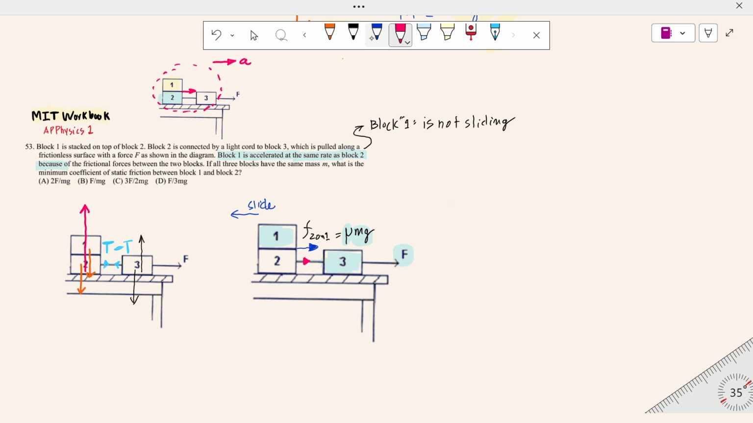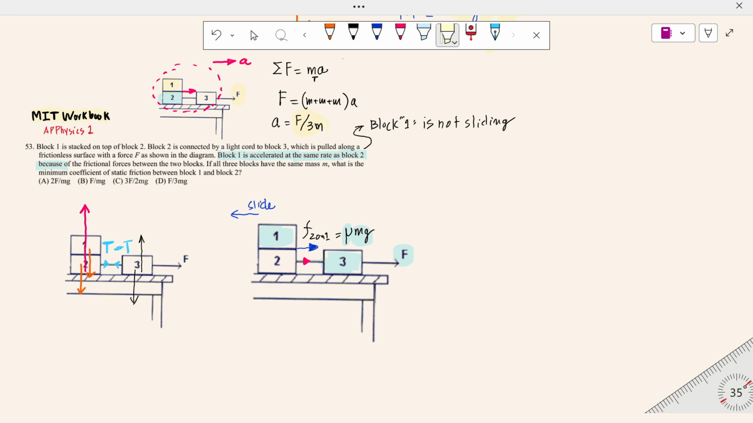So this applied force is basically accelerating the system. If we apply Newton's second law, the sum of all forces is equal to ma, the total mass of the system. So this is our applied force F, and all the masses are identical. So we got the acceleration of the system, which is F over 3m, which means all the blocks are moving with the same acceleration, equal to F over 3m.